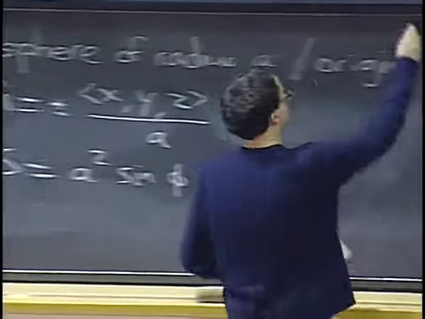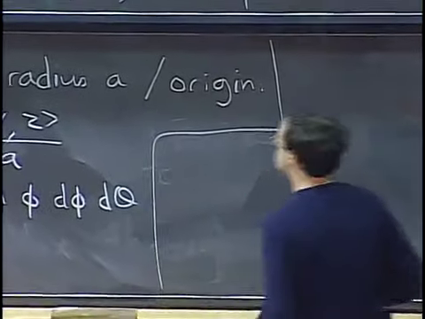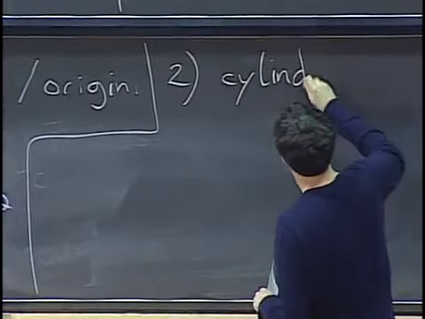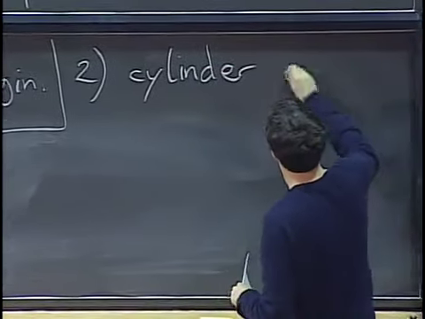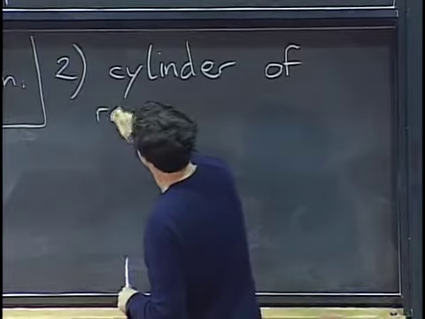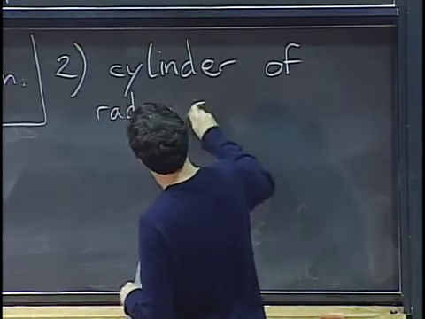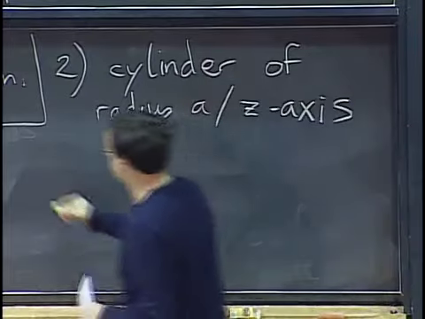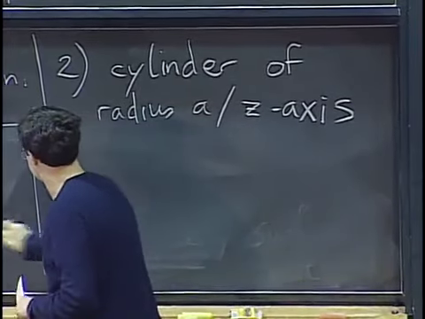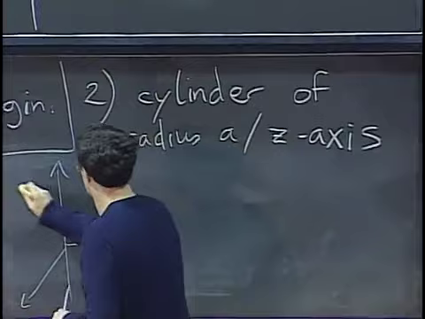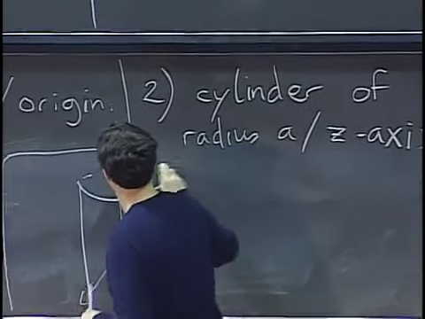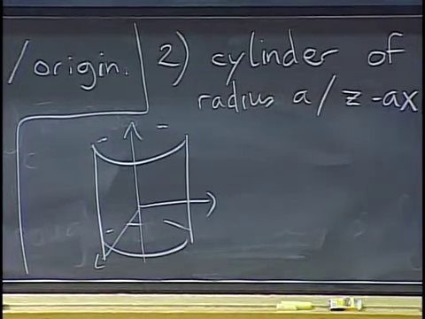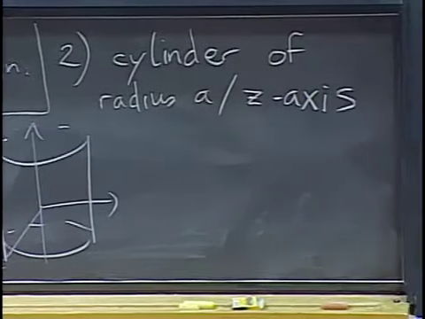Okay, so that's one we've seen. Let's say I have a close cousin: a cylinder of radius a centered on the z-axis. So what does that look like? And when I say a cylinder, it could be a piece of a cylinder. So first of all, what does the normal vector to a cylinder look like?